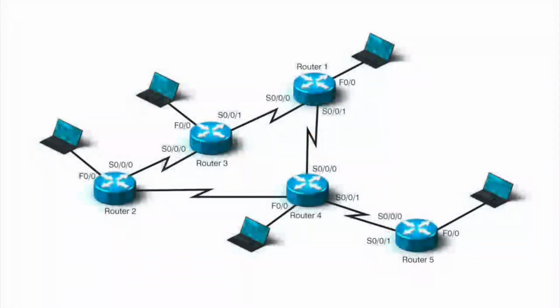In this demo, we'll configure Enhanced Interior Gateway Routing Protocol, or EIGRP. Our topology is a 5-router setup, as you can see in the diagram. We've already set up routers 2 and 3 on the left and routers 4 and 5 on the right. We need to set up router 1 in the middle and configure it to use EIGRP so all the routers can talk to each other.